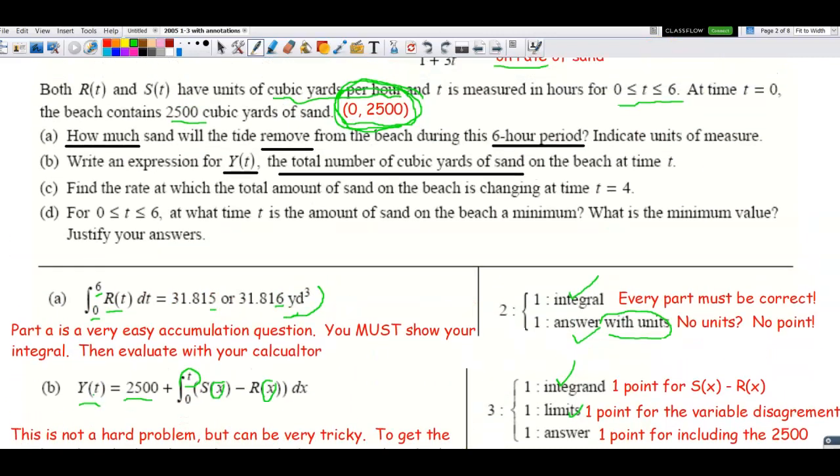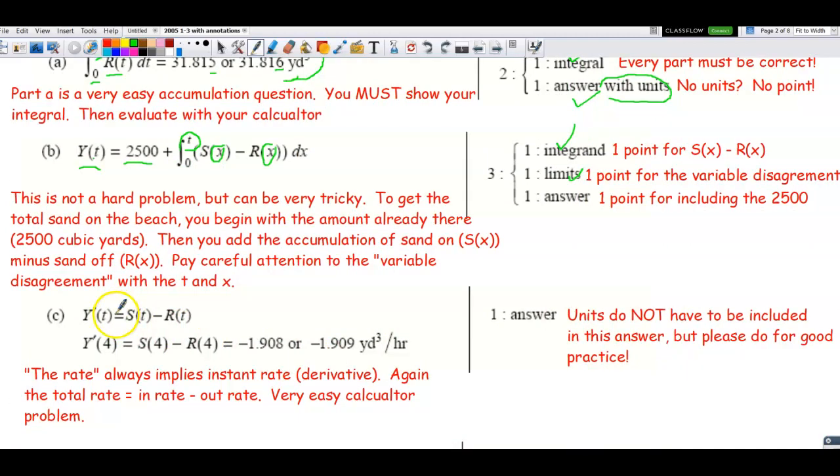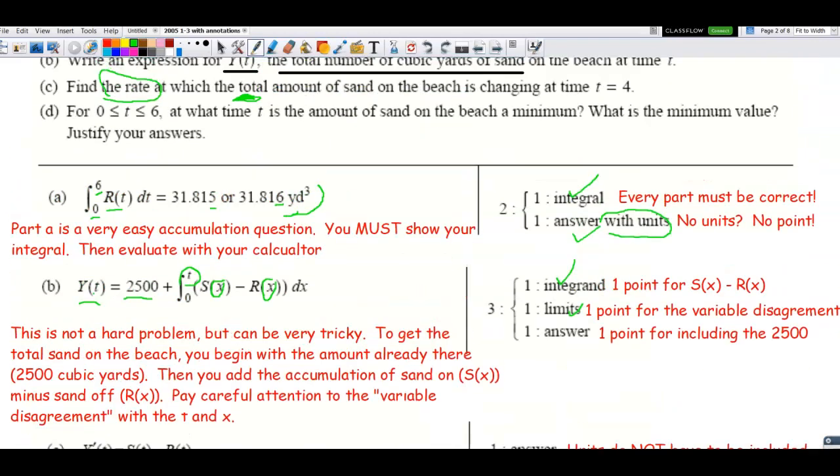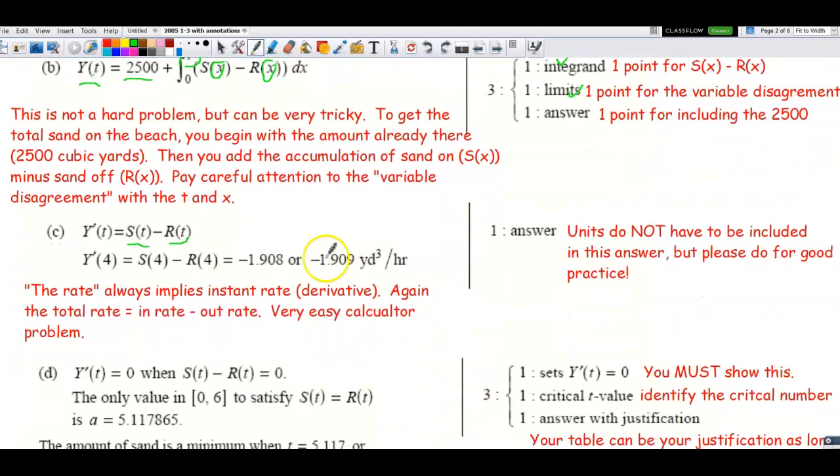and you have to consider that variable disagreement with the t and the x. In letter C, find the rate. So this time we're looking for the rate at which, look at this key word, total amount of sand is changing. So this is when we're going to get the total rate, we're going to need the on rate minus the off rate. So in letter C, y prime, that is the total rate, is equal to s of t, because that's the on rate, minus the off rate. And then they told us the rate at which the sand is changing at t equal to 4.